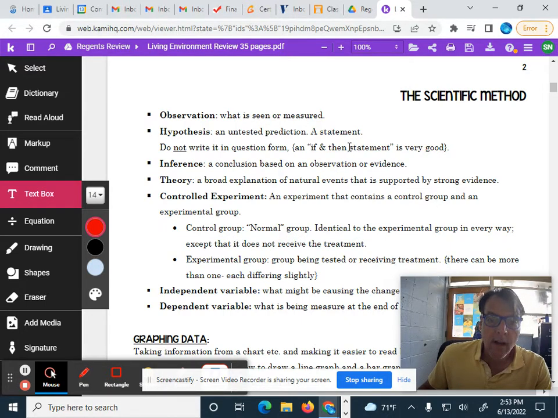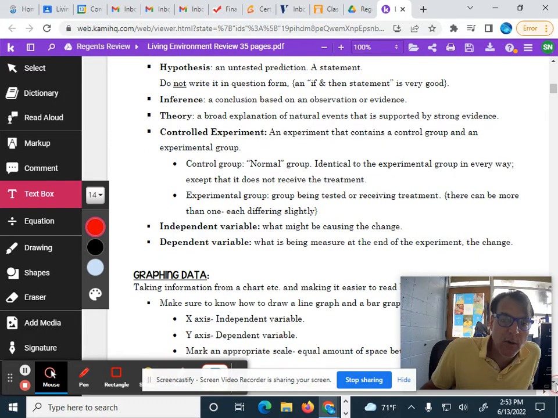That makes sense. A theory is when you have lots of explained a natural event that's supported by strong evidence. It gets supported when you have lots of experiments that are done and this idea keeps coming out to be true. Okay? It's not a law. It's not like we can say that it's always going to happen all the time, but it's been done enough where it's got strong support so it becomes a theory.